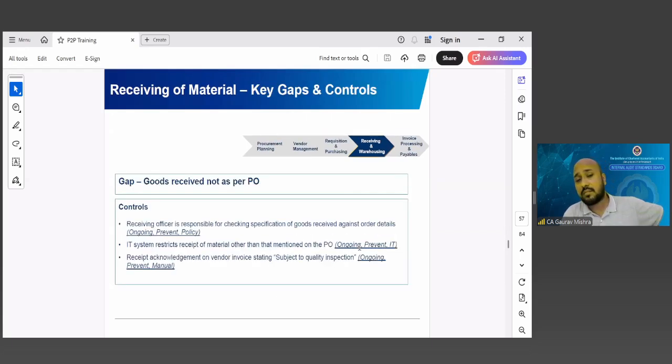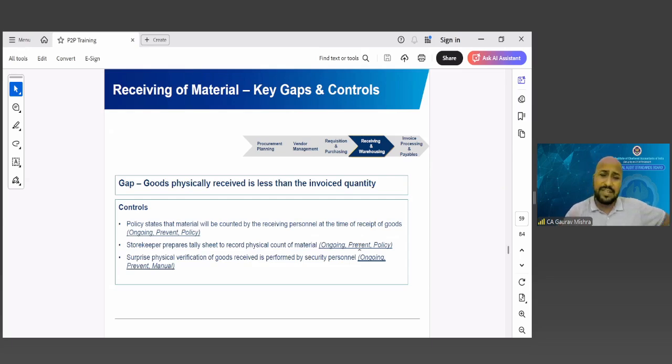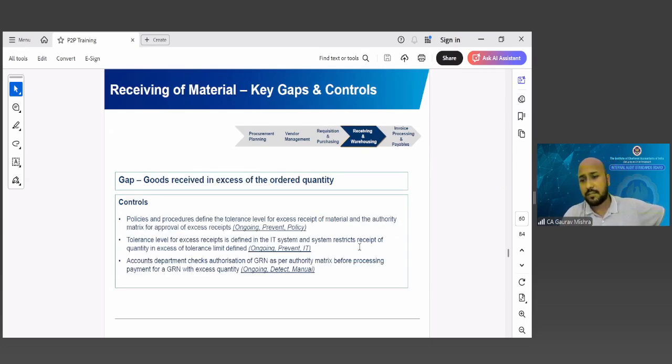This is the risk. Goods received not as per PO, which we already discussed. Goods received without PO, this you will find in very few cases because this is the basic control within the system. Goods physically received is less than the invoice quantity, which we have already discussed. कि मेरा physical quantity 100 है और 50 है, but invoice quantity मेरी 100 है. मेरे पास कोई maker checker नहीं है, मैंने बना दिया. Goods received in excess of the order quantity. This will not be a risk till the time an exceptional excess quantity we have received.